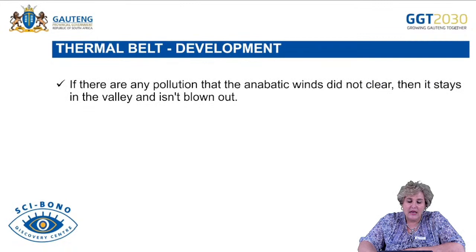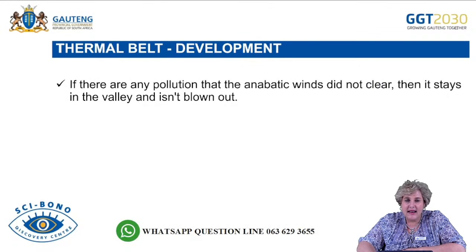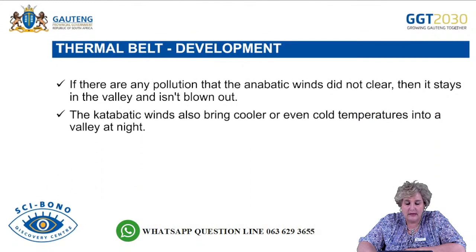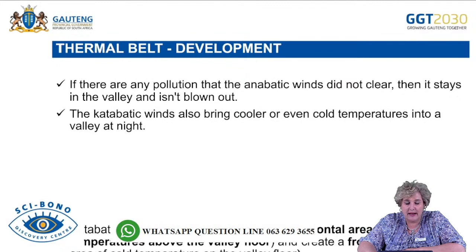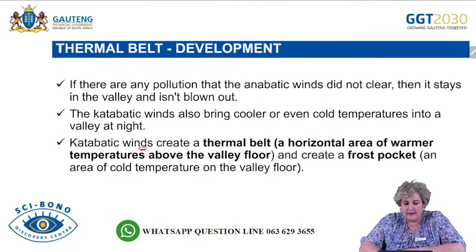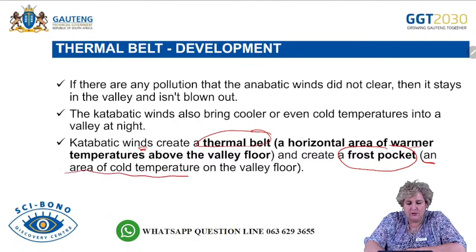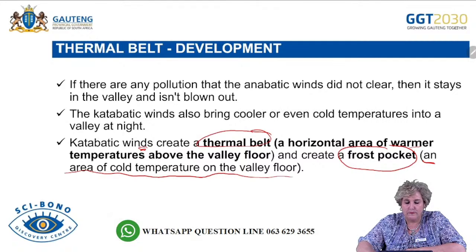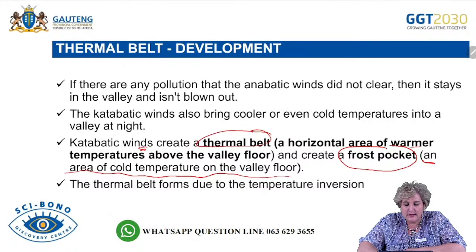How does it develop? If there is any pollution that the anabatic wind did not clear, then it stays in the valley and is not blown out. The katabatic winds flowing at night also bring cooler or even colder temperatures into a valley at night. These katabatic winds create a thermal belt, which is the horizontal area of warmer temperatures above the valley floor, and it creates a frost pocket. What is a frost pocket? An area of cold temperatures on the valley floor. The thermal belt forms due to the temperature inversion.